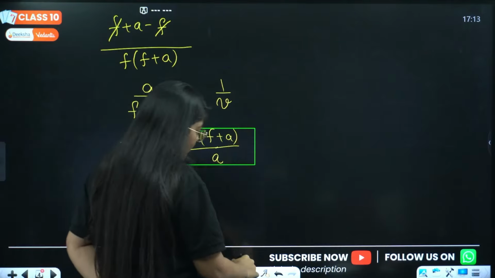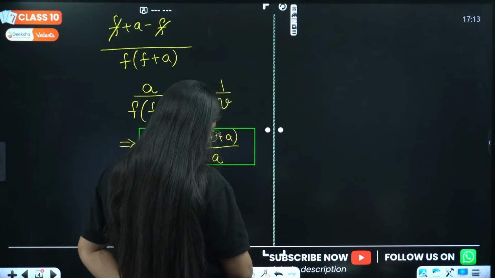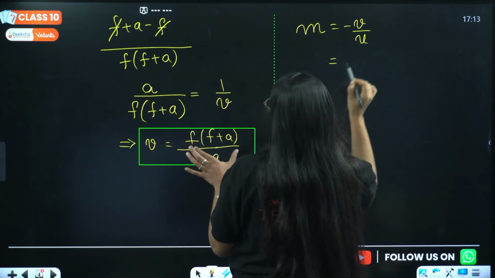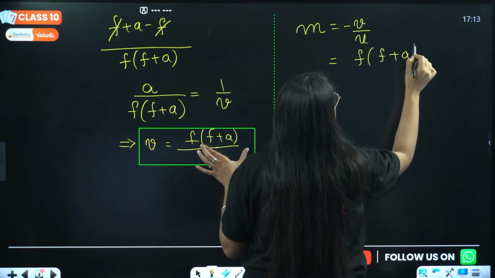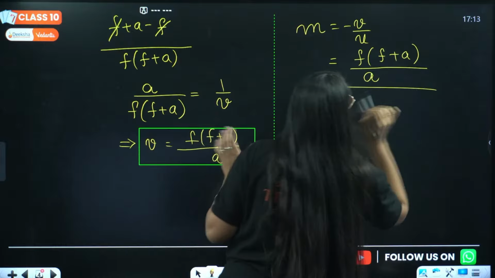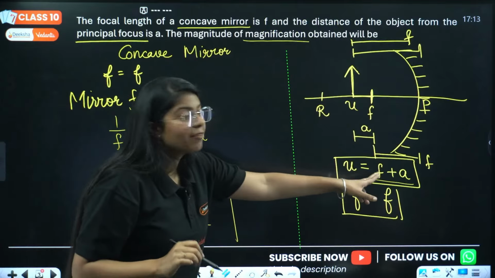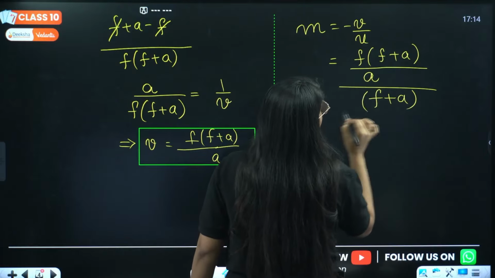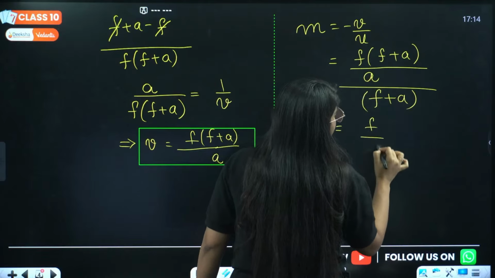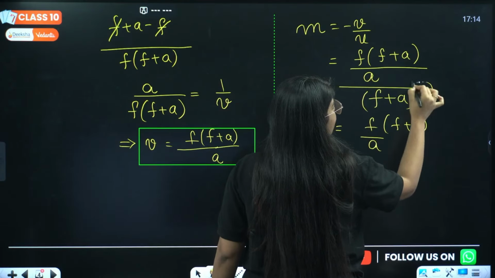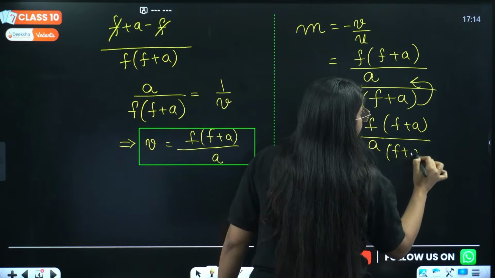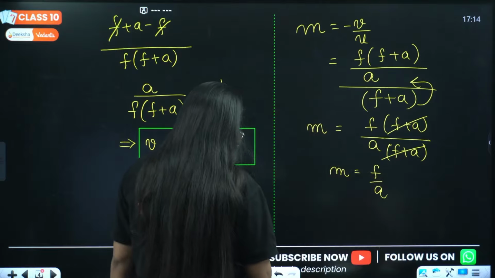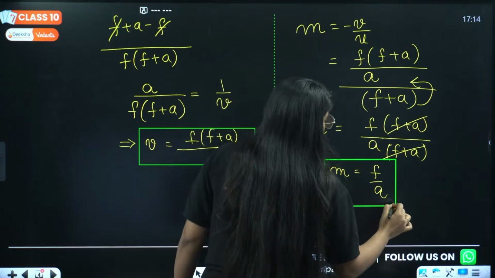Moving on, we had to find the magnification, right? Now the magnification formula for a mirror is minus v by u, correct? Minus v, we found this f into f plus a divided by a, right? And u was what? U was f plus a. So this will be f plus a, correct? So magnification will be f divided by a into f plus a, and this f plus a will be multiplied by this, so that will be f plus a, right? So this cancels out. Magnification comes out to be f divided by a, and that is our final answer.